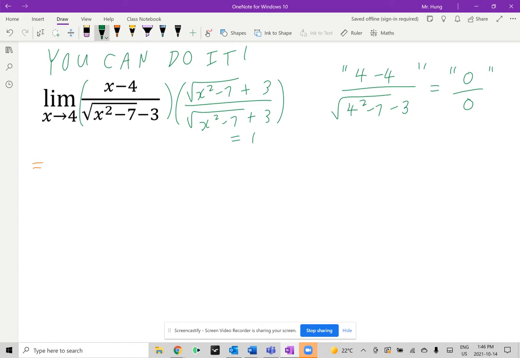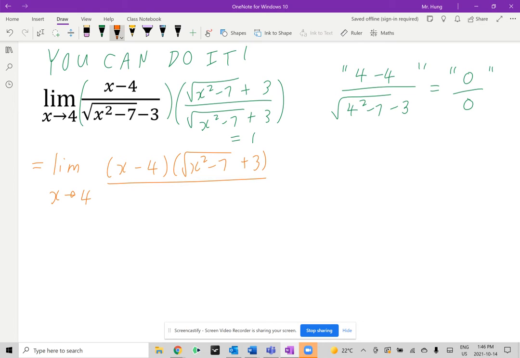And again, effectively, you're doing two things. Number one, you're multiplying by 1, so you're not going to change the actual value. And number two, you're going to change the form. So this equals the limit as x is approaching 4. If I look at the numerator, you can copy it as is. There's no need to expand this.